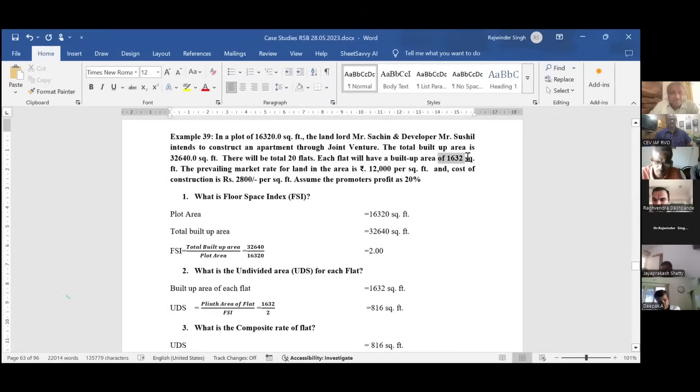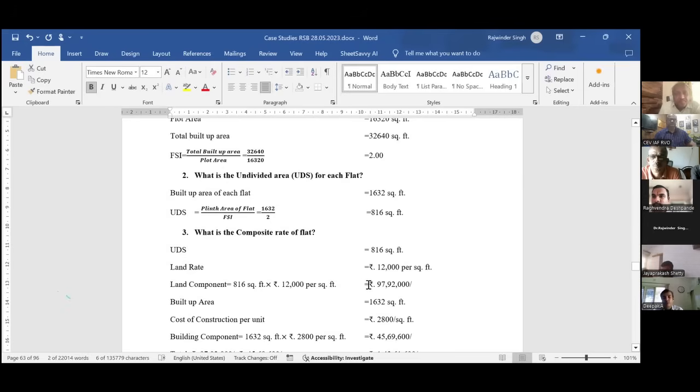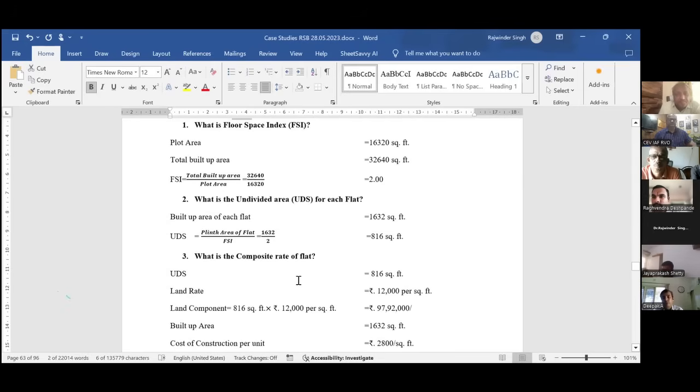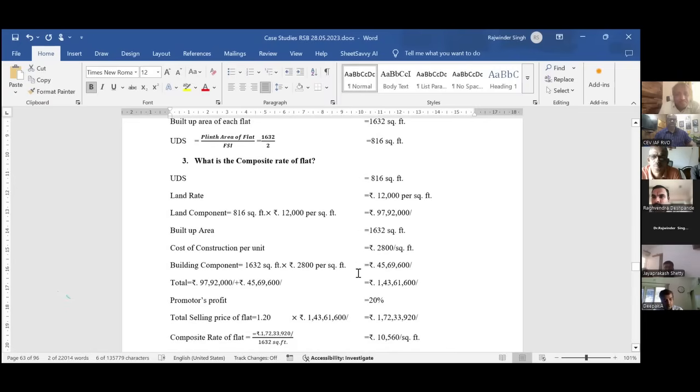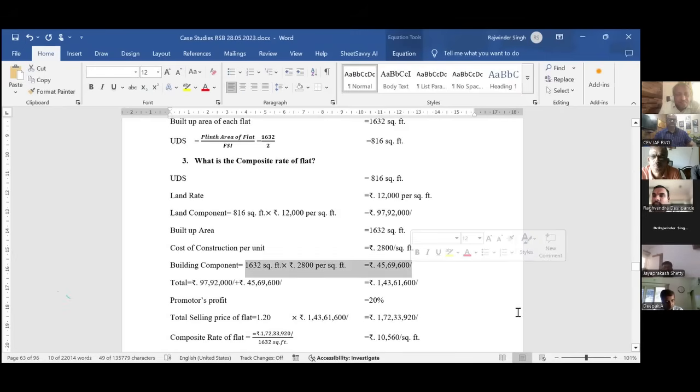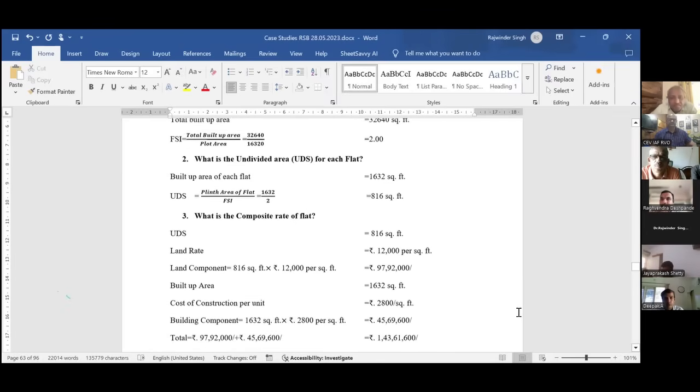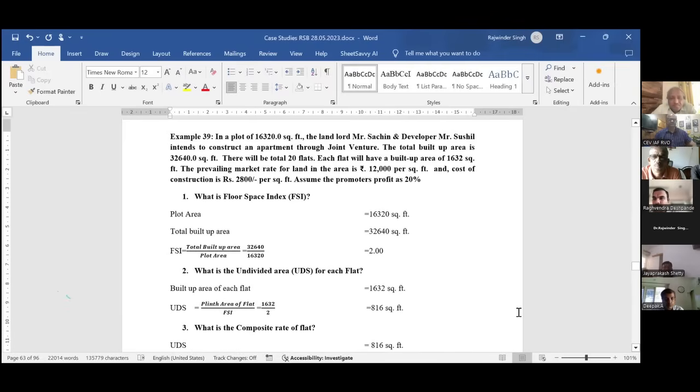See here, you have a flat of 1632 square feet. Cost of construction is 2,800. 17,760. 2,800. So this will be 45 lakh 69,600. This will be cost of construction, and cost of land will be for 1632 square feet of land.